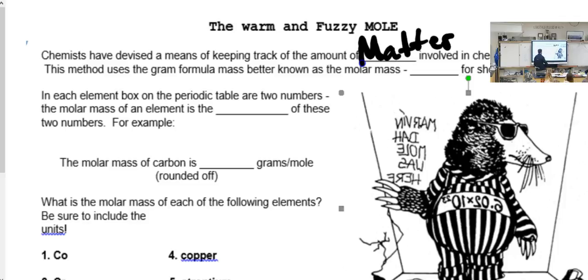Now, chemists have devised a means of keeping track of the amount of matter involved in chemical reactions. This method uses the gram formula mass, better known as the molar mass, or mole, M-O-L-E, for short.